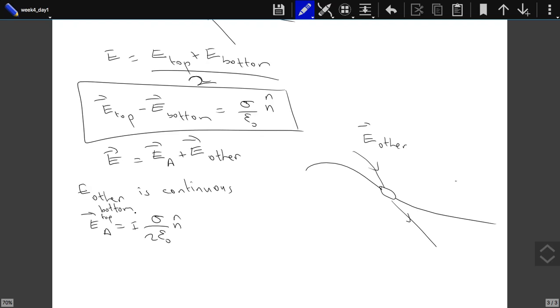And we know that the electric field created by an infinite flat plane is in the normal direction, has a magnitude sigma over 2 epsilon 0, and it either points away or towards the plane depending on the sign of the charge density. So this is basically the component that changes discontinuously as you cross the surface.